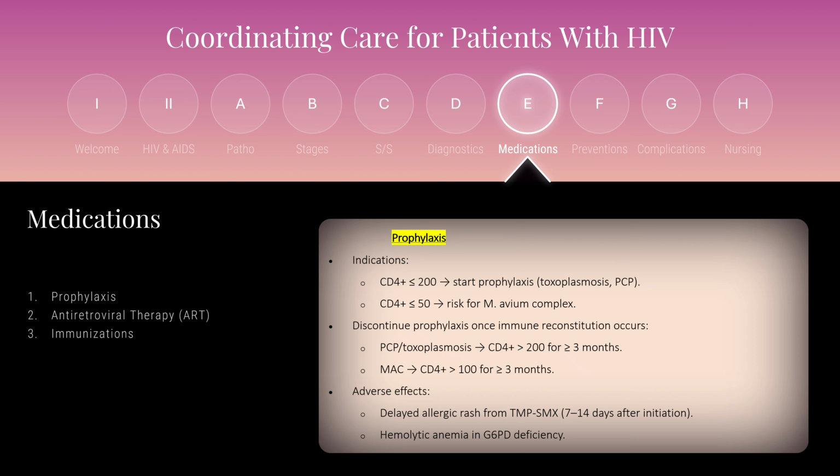PrEP monitoring: HIV testing every 3 months to ensure the person remains HIV negative. Hepatitis B screening before starting PrEP. Medication adherence is key to efficacy. And I think that's it for here.